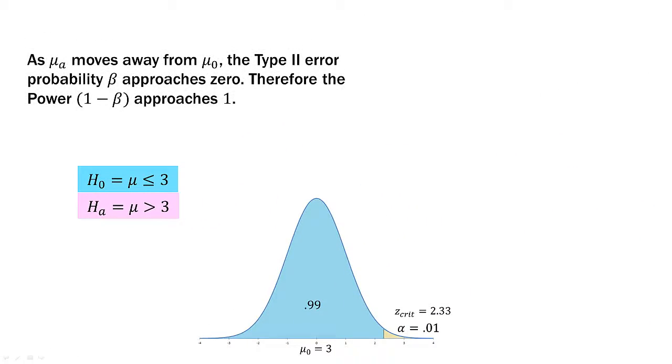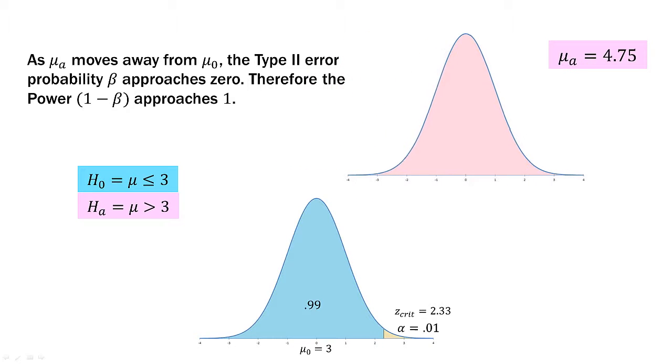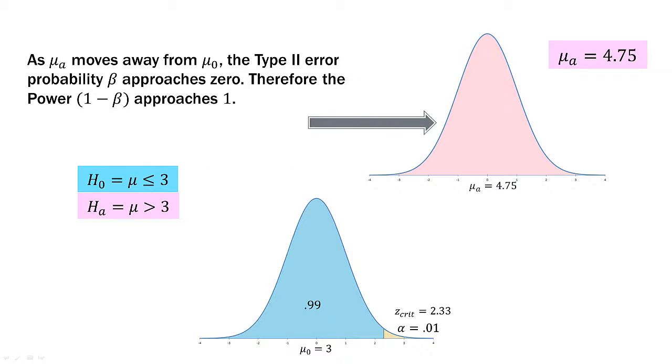So as our alternative population mean moves away from the hypothesized population mean, the type 2 error probability approaches 0. Therefore, the power, which is 1 minus beta, approaches 1. So now the opposite thing is happening. So let's assume an alternative population mean of 4.75, which is much higher than a hypothesized population mean of 3.